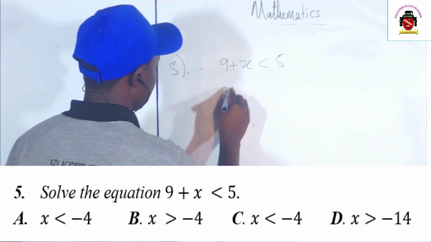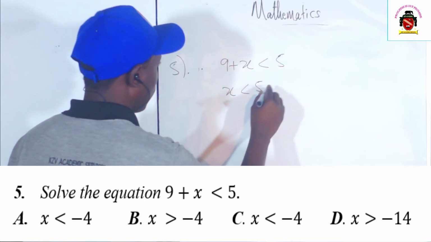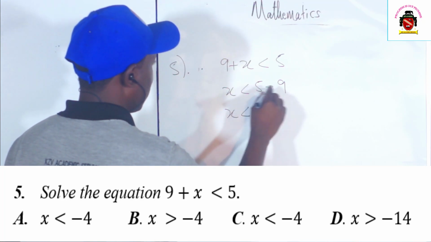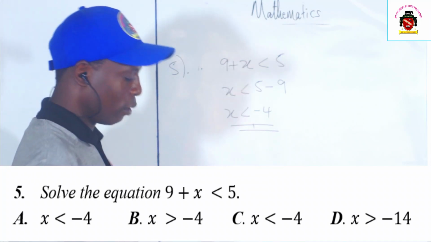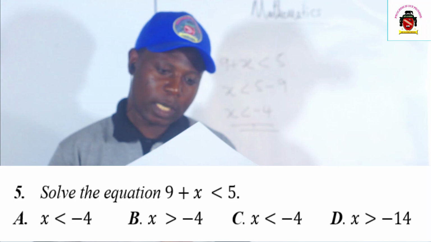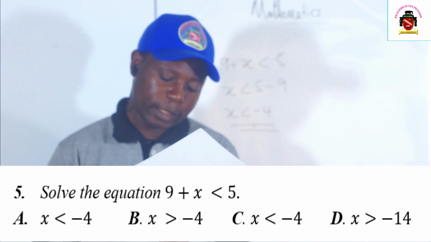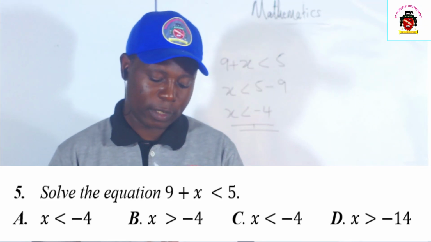We say x is less than 5. Take 9 to the other side of the inequality sign, we have minus 9. Now here we have x less than 5 minus 9, what we're getting is -4. And then you underline. So the answer in that case is C, where we have x is less than -4. The answer is C.